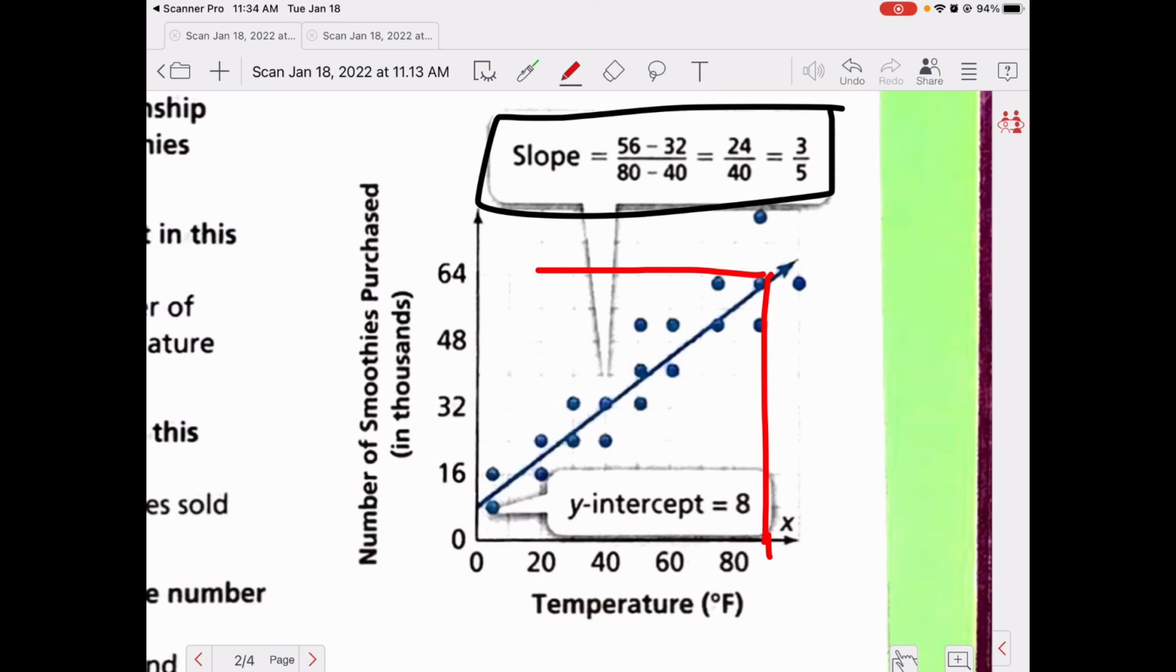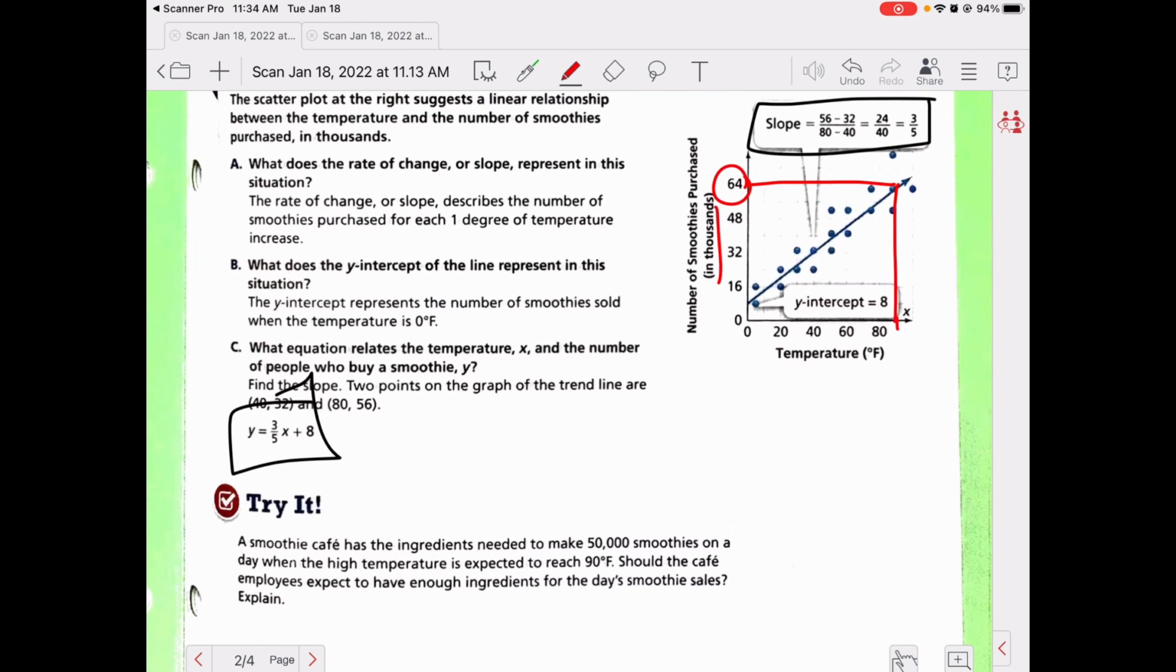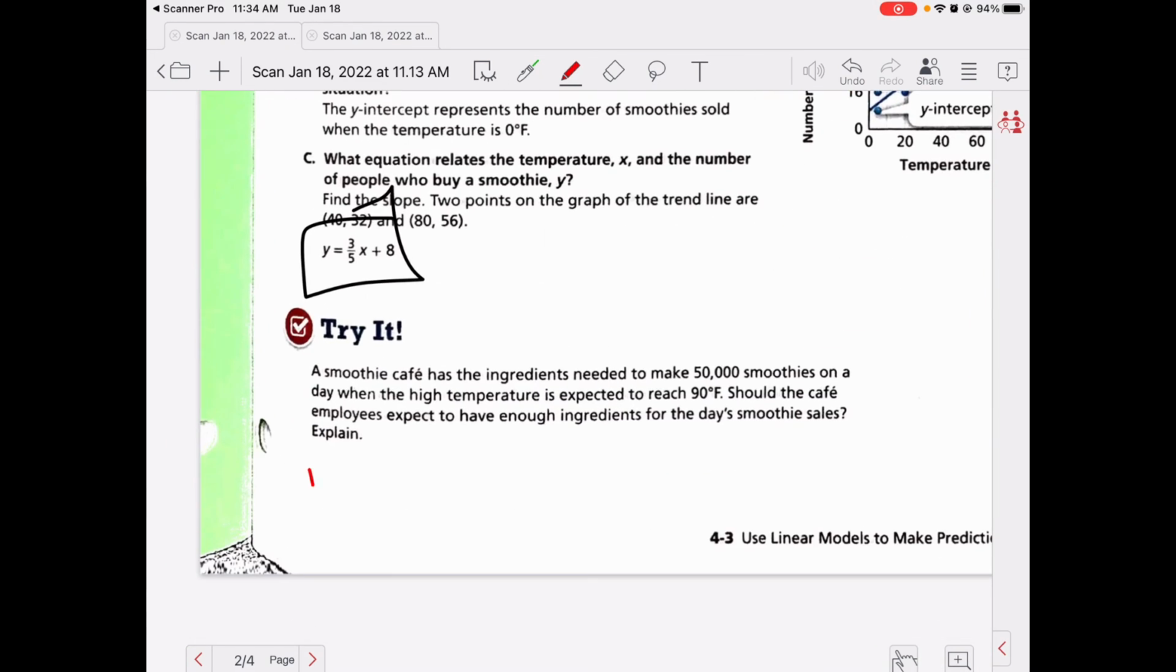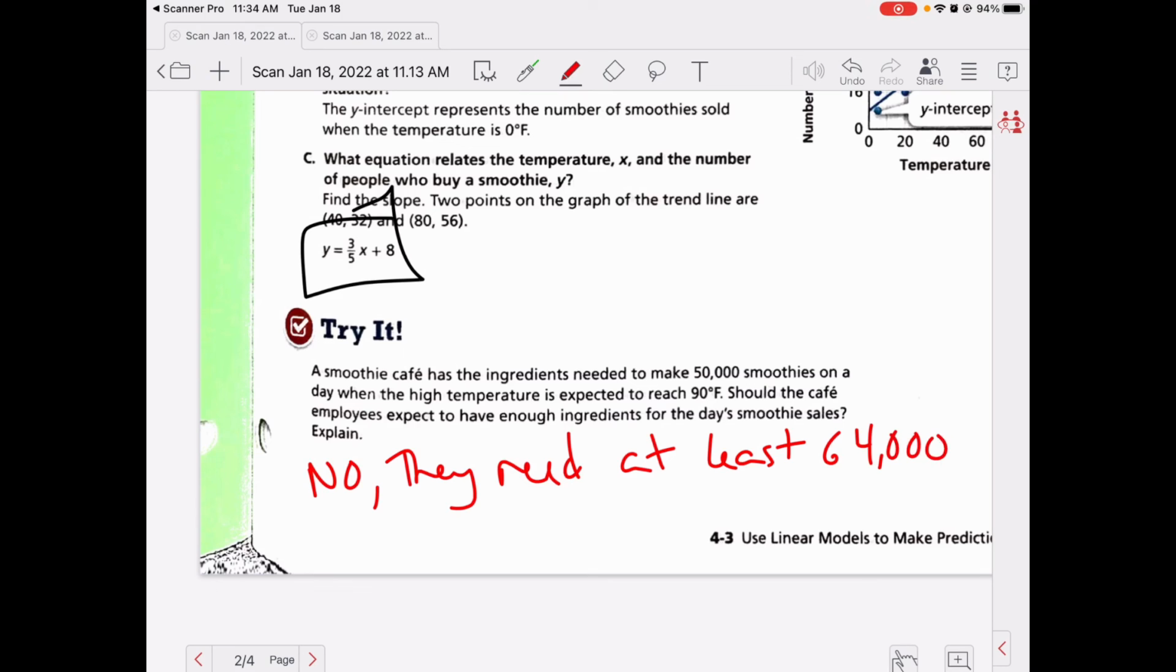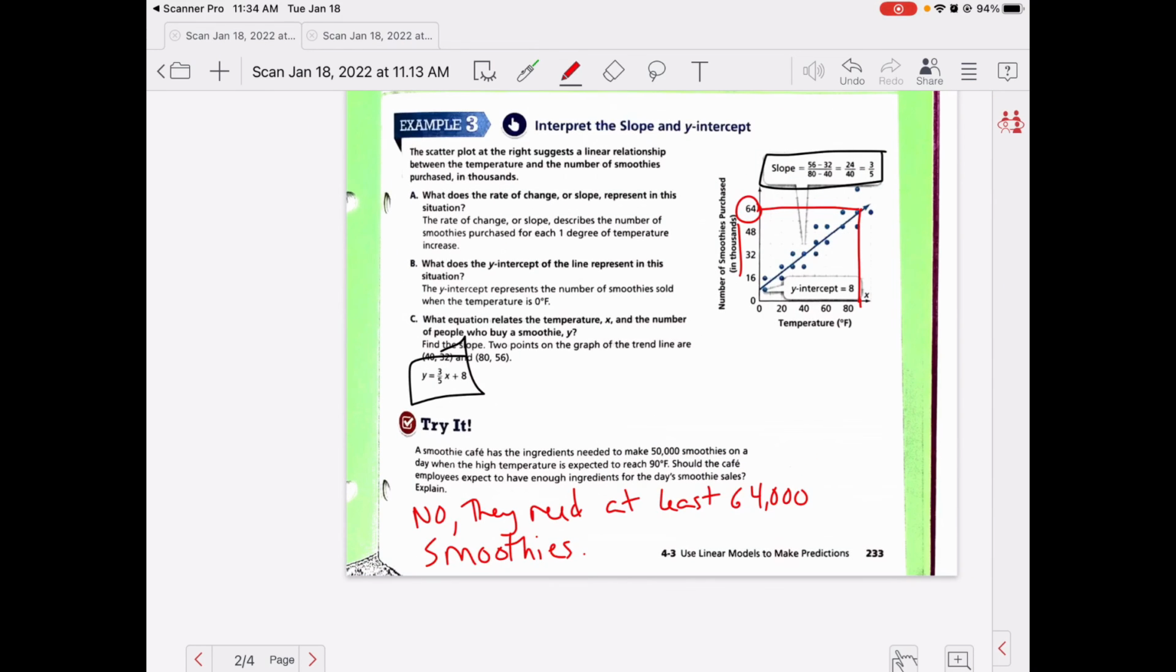And if I run it over, it looks like we would be selling about 64,000, because remember this says in 1,000s, smoothies that day. And sorry, I didn't read the thousands part earlier. So right now they do not have enough. No, they need at least 64,000 smoothies if this prediction is correct, right? So you can use a graph to try and figure out what you may or may not need.